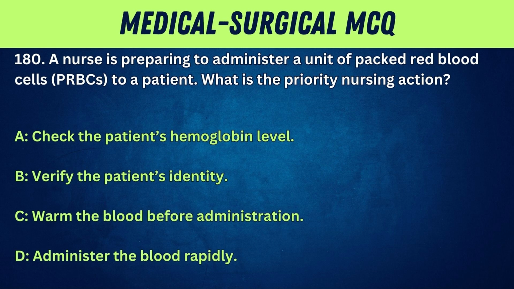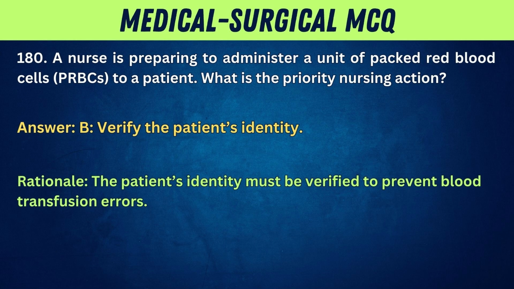180. A nurse is preparing to administer a unit of packed red blood cells, PRBCs, to a patient. What is the priority nursing action? A. Check the patient's hemoglobin level. B. Verify the patient's identity. C. Warm the blood before administration. D. Administer the blood rapidly. Answer: B. Verify the patient's identity. Rationale: the patient's identity must be verified to prevent blood transfusion errors.